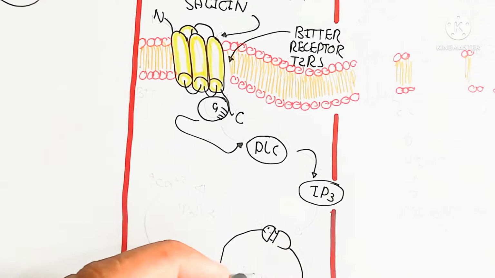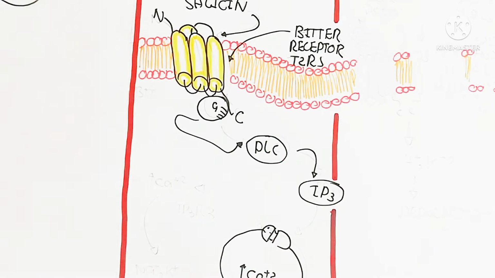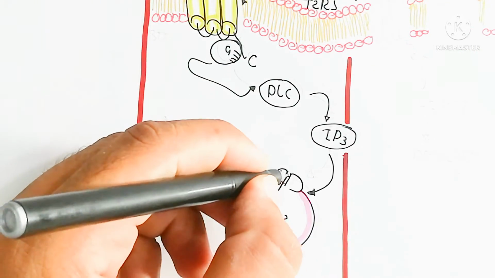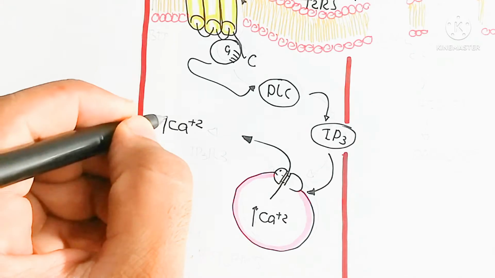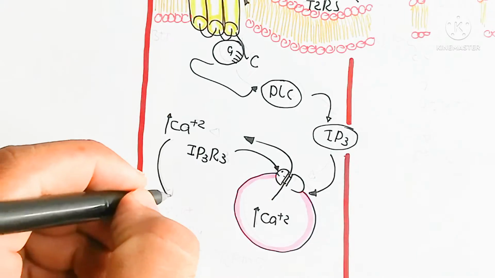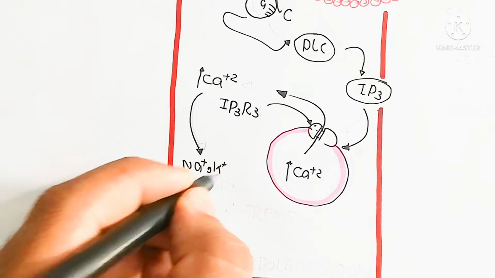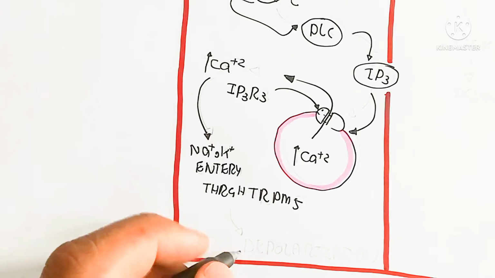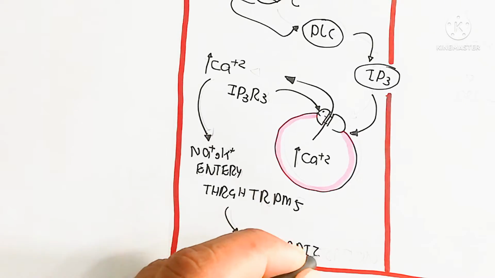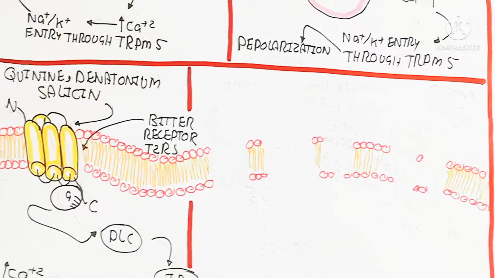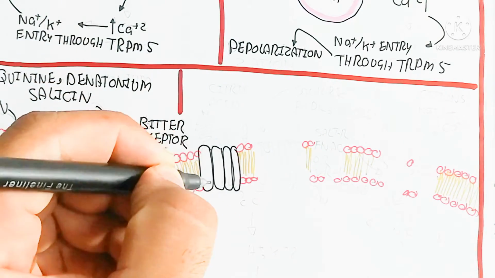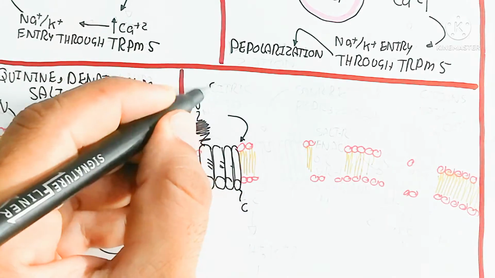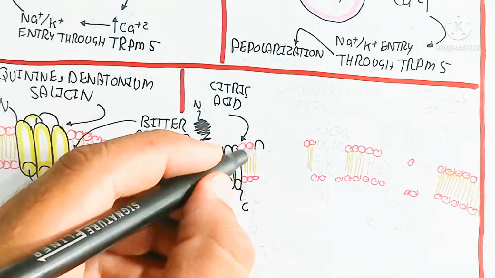The intracellular trimeric G protein is separated through a G protein-coupled receptor, and the alpha subunit activates phospholipase C and again the IP3 pathway. In this way calcium effluxes through the same mechanism via IP3 receptor 3. The calcium increase leads to sodium and potassium entry through taste receptor TRPM5, causing depolarization. We feel the bitter taste. On the other hand, here is the acidic nature.